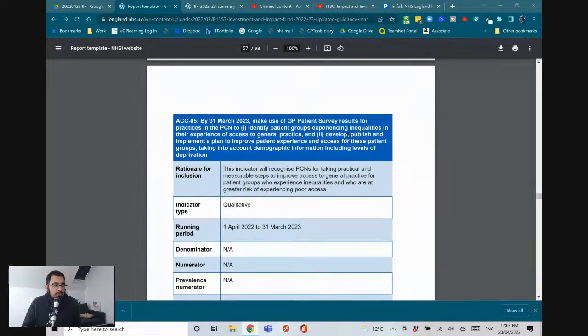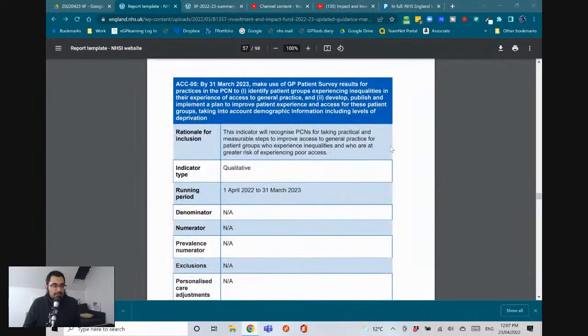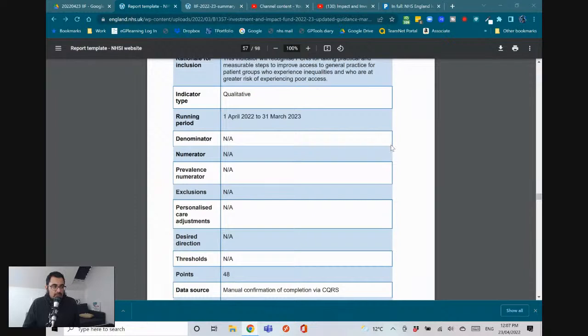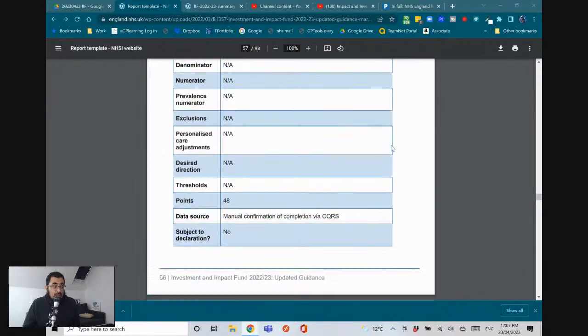By the 31st of March, make use of the GP patient survey results in the practice to identify patient groups experiencing inequalities and their experience of access to general practice, develop, publish, and implement a plan to improve the patient experience and access for these patient groups, taking into account demographic information, including levels of deprivation. So this is about trying to improve access. It's a qualitative criteria for this financial year. There are no denominators, no exclusions, no prevalence, and no thresholds either.